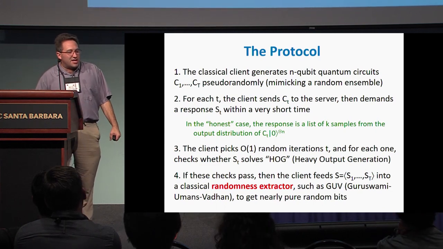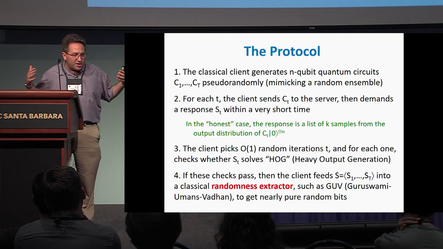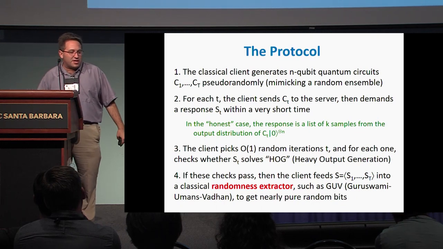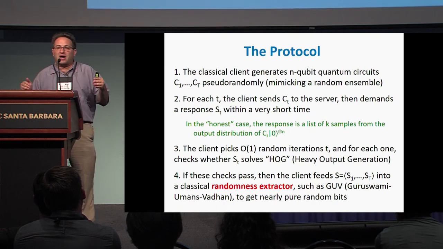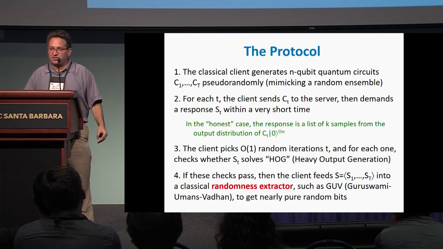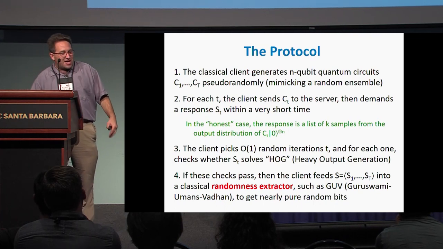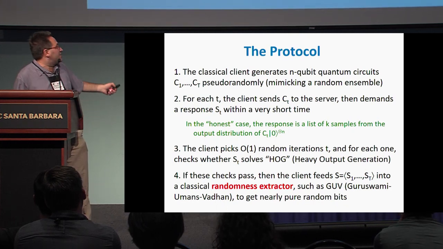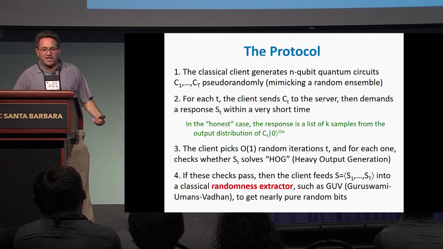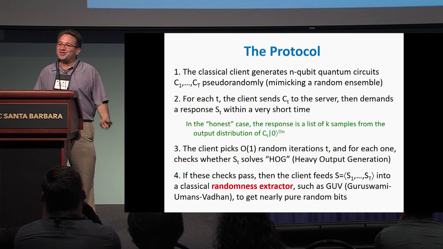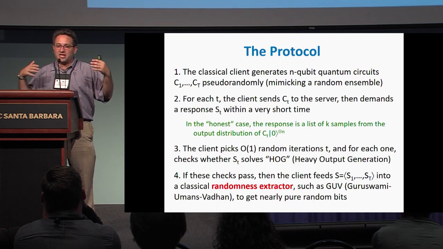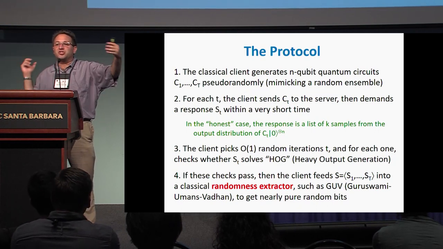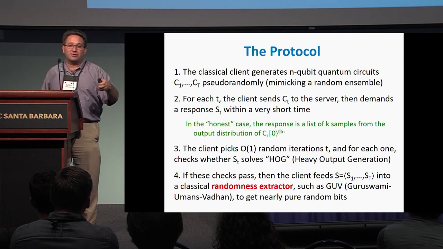Then the client, again using its seed, picks a small number of random iterations, and for each one, it checks whether the output S_T solves a problem that we call heavy output generation, or HOG. And if the checks pass, then the client collects together all of the outputs from the server into one big string S, and feeds it into a well-known classical tool, a seeded randomness extractor, which is able to produce from that, and from our short random seed, a long string that is nearly uniformly random.